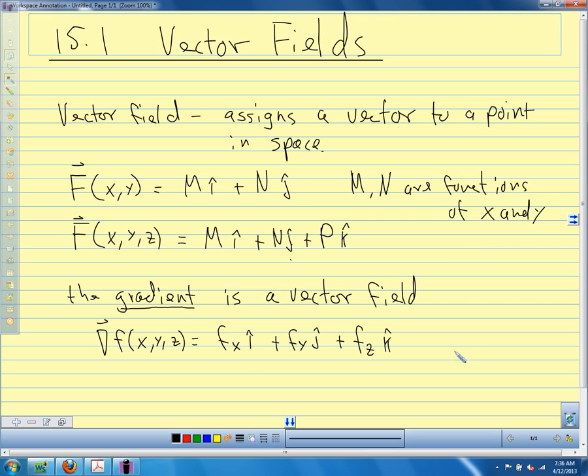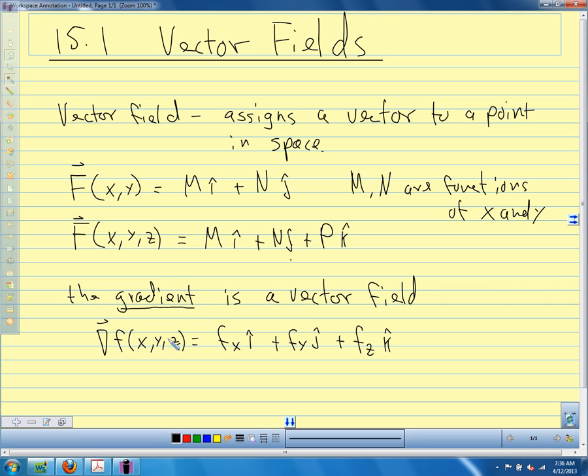So if we think back to what we did with the gradient, the normal vector to a surface: at any point on the surface we get a normal vector given by our gradient, if we had f of x, y, z as a constant. So we could think of that as a vector field. We're assigning a vector to every point on that surface.